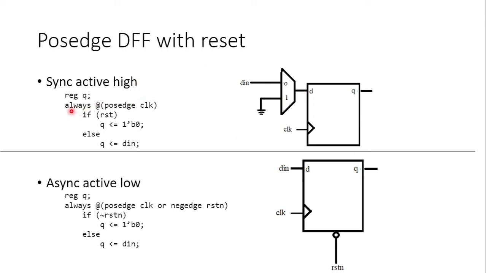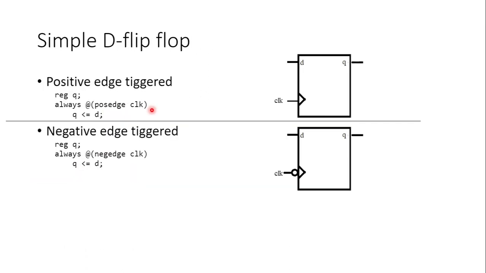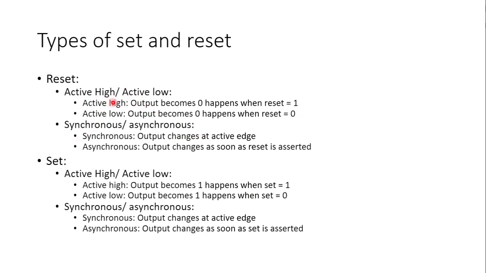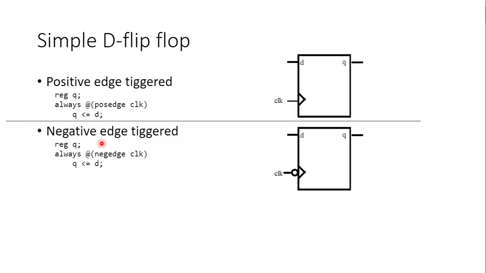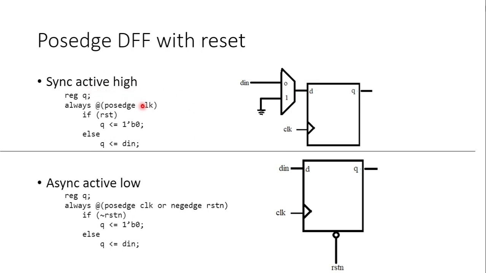If we take a look at the always statement here and compare it with the previous case, we observe that there is no negedge reset n present in the sensitivity list, which means that all the changes on the output of flop will occur only on the positive edge of clock. And if we see the previous requirement for synchronous and asynchronous, we see that if output changes only at the active edge of clock, then it is a synchronous reset. So we have a synchronous reset over here.